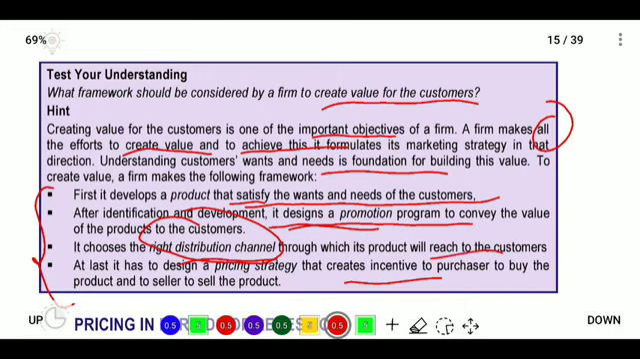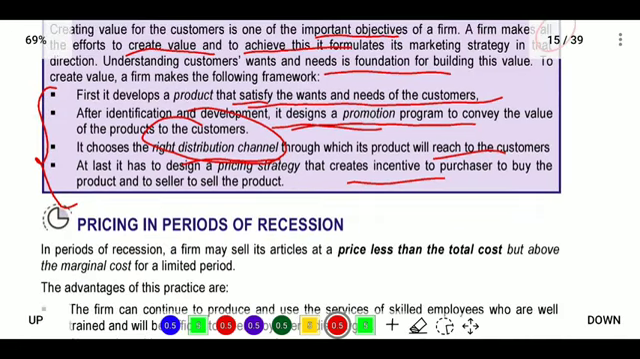If your product is not reaching the customer at the specified time, the customer will be dissatisfied. When the customer is dissatisfied, our long-term relationship will be affected. Next, at last, design a pricing strategy that creates incentives for the purchaser to buy the product and the seller to sell the product. Price incentive will be a must.